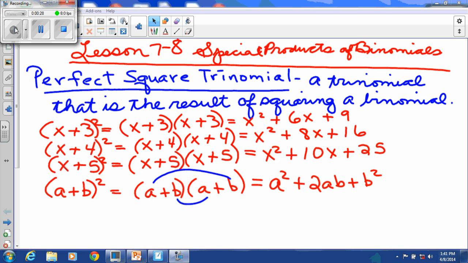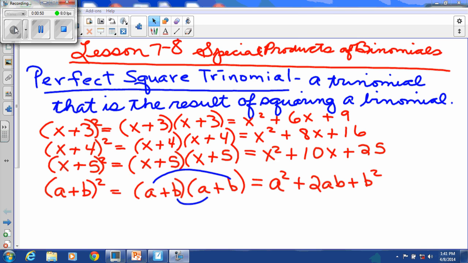First, we're going to take a look at something called a perfect square trinomial. Now think about the phrase perfect square trinomial. A perfect square trinomial is a trinomial, meaning it has three terms, that is the result of squaring a binomial. Now I've shown you four examples here. Let's look at the patterns.